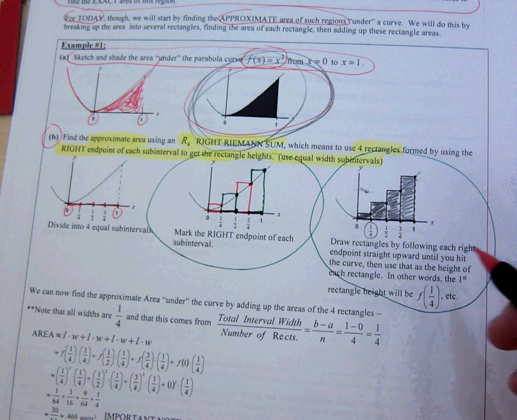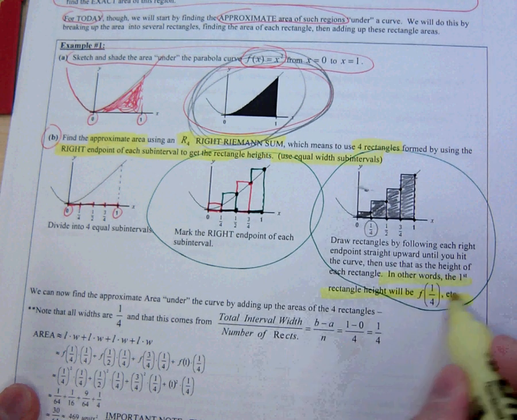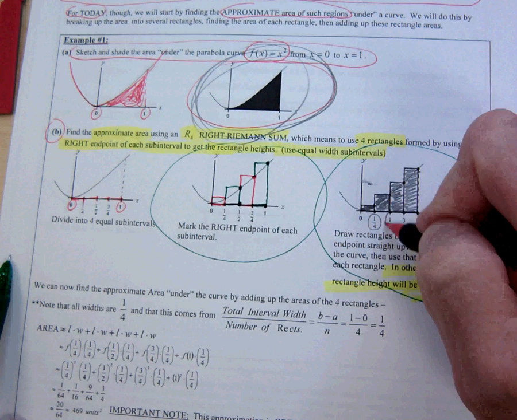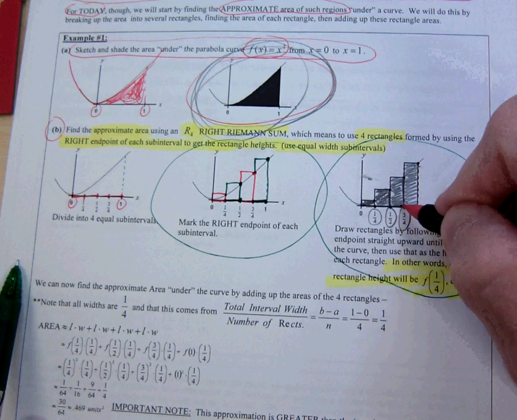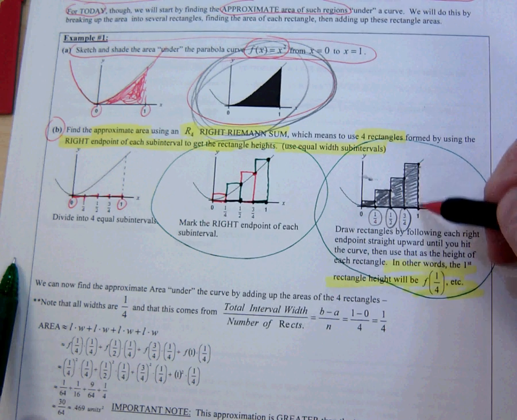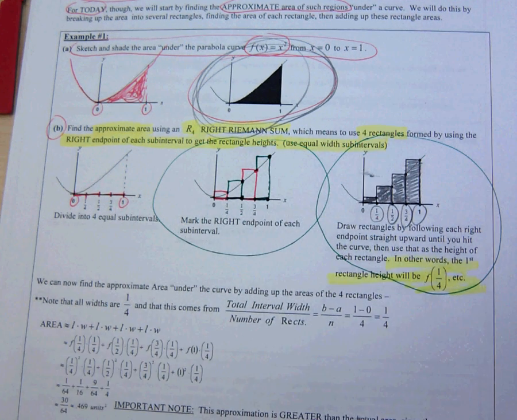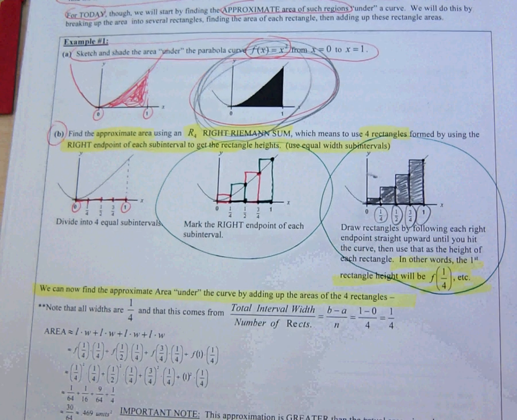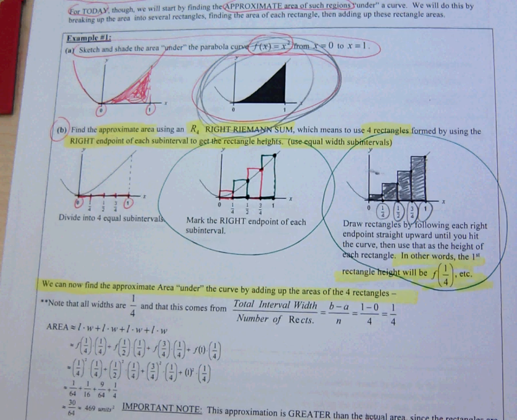So in other words, the first rectangle height is f of 1/4. And then obviously the second rectangle height here is f of 1/2, which is f of 2/4. And then the third rectangle height here is f of 3/4. And then finally, my fourth rectangle height is f of 4/4, or in other words, f of 1. Okay, so I'm going to put all this together. I'm going to find those 4 rectangle areas and add them up, and that's going to serve as an approximation for the area under the curve.